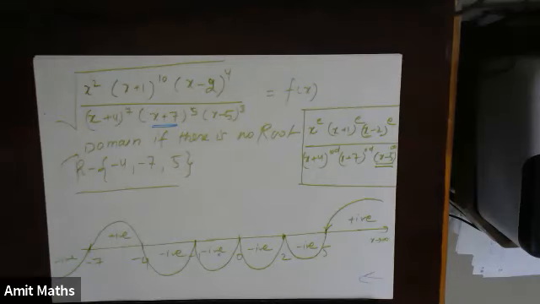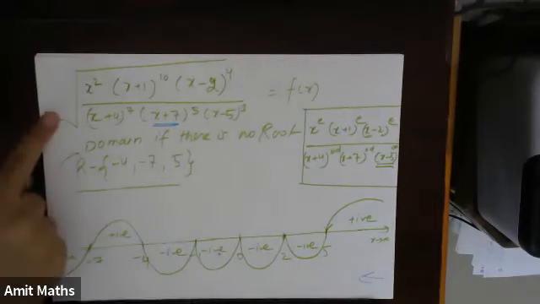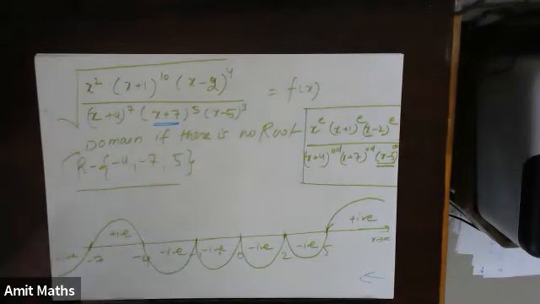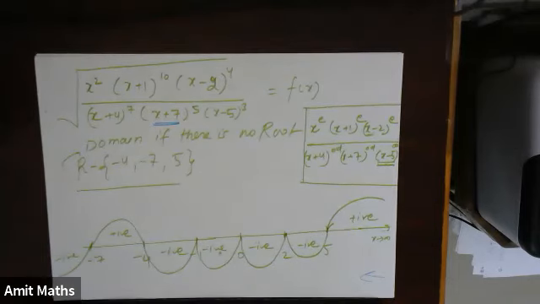But this positive and negative sign we will only use for even roots. For odd roots, whatever is inside can take negative values, so we'll only exclude where the denominator is 0. So suppose cube root of x, the domain is all real numbers, but square root of x is defined for positive values only.